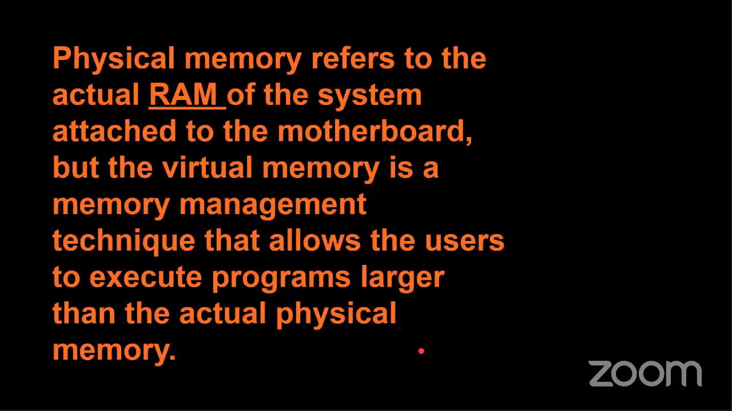Physical memory refers to the actual RAM of the system attached to the motherboard, but virtual memory is a memory management technique. Using the physical memory, the CPU maps a virtual memory out of the RAM, which allows the user to execute programs larger than the actual physical memory present. That's why you have 4 GB, 8 GB, or 16 GB RAM in your devices, but a 1 TB hard disk. So you can create a bigger map of the physical memory into a virtual memory and run lots of programs on it.